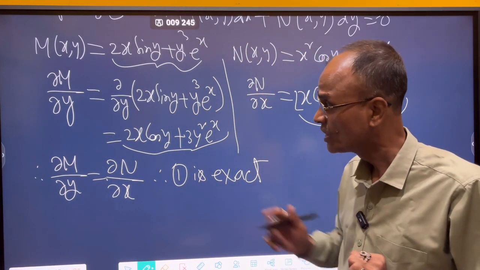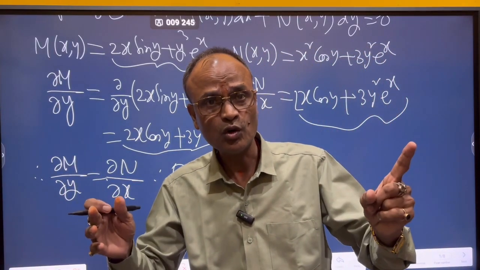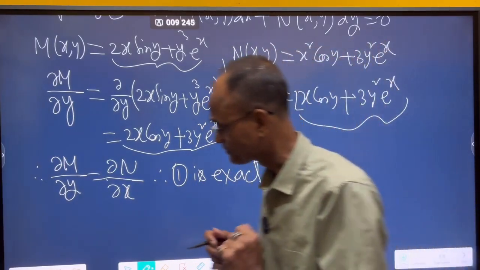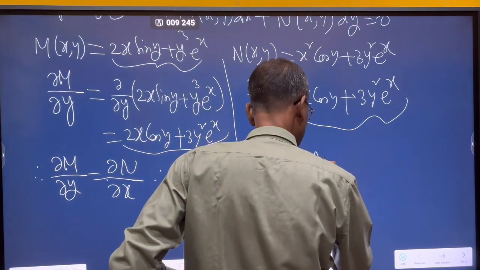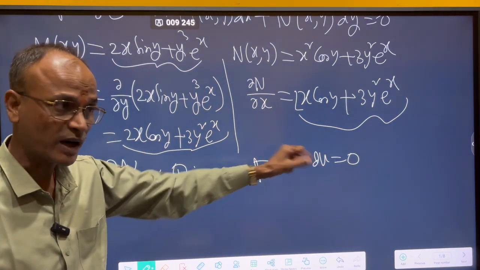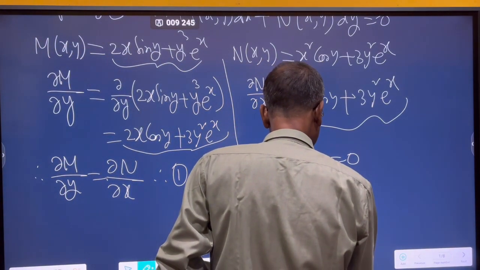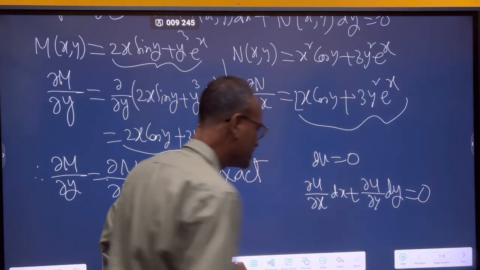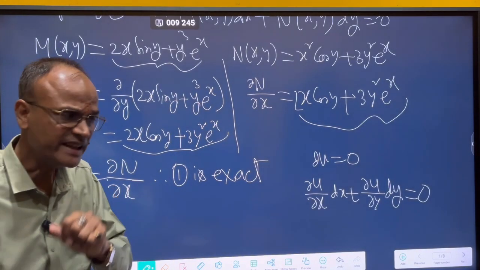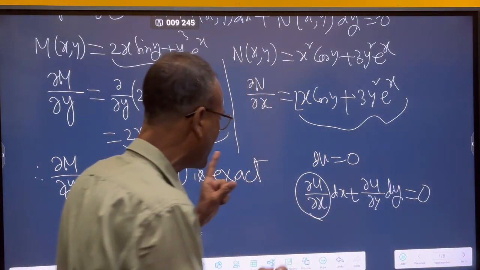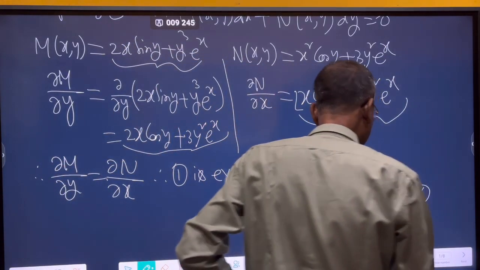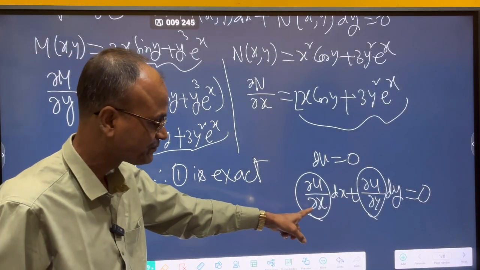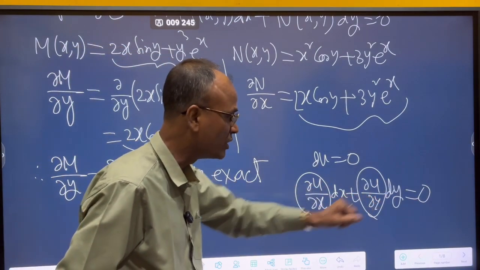This means that there exists a function u of x, y such that du equal to 0, where u is a function of x and y. This means that del u by del x dx plus del u by del y dy equal to 0. It clearly indicates that del u by del x should be equal to M and del u by del y should be equal to N.